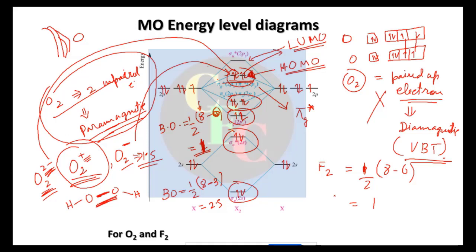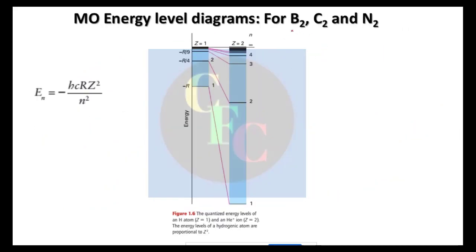Why have I shown oxygen and fluorine before? Because they are much more symmetric in nature, and if you want to draw molecular orbitals, you are tempted to do it like this, so that 2s and 2p are individual entities and they are not interacting. This is true for oxygen and fluorine, but this is not true for boron, carbon and nitrogen. Why is it not true for boron, carbon and nitrogen?